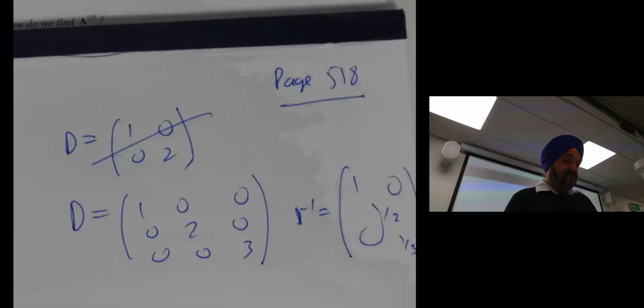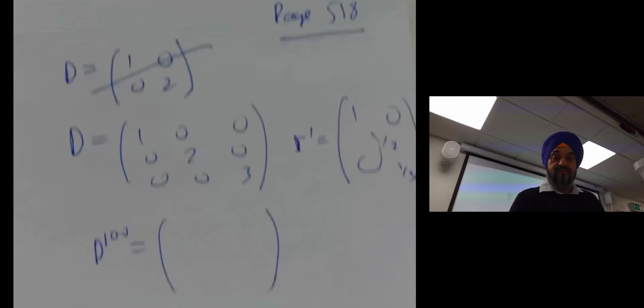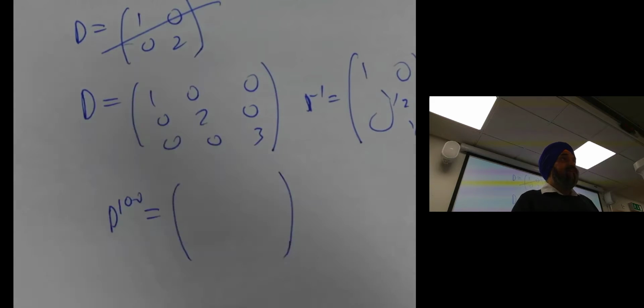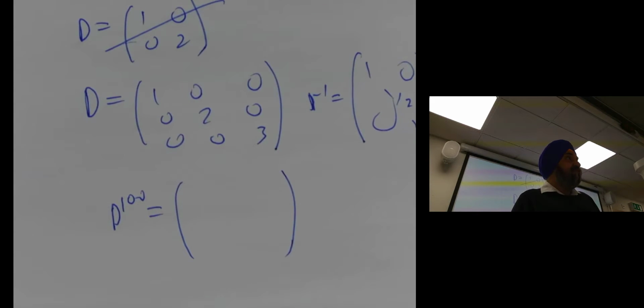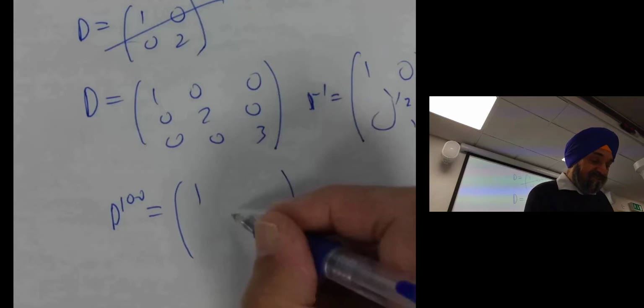And guess what else? Guess what D to the 100 is? If I ask you D to the 100, guess what that's going to be? I'm going to show you later what it is, but I'll sort of spoil the show a bit. I'll tell you why a diagonal matrix is so much better. Sorry? Yeah, 1, yeah. Yeah, 2 to the 100, yep.